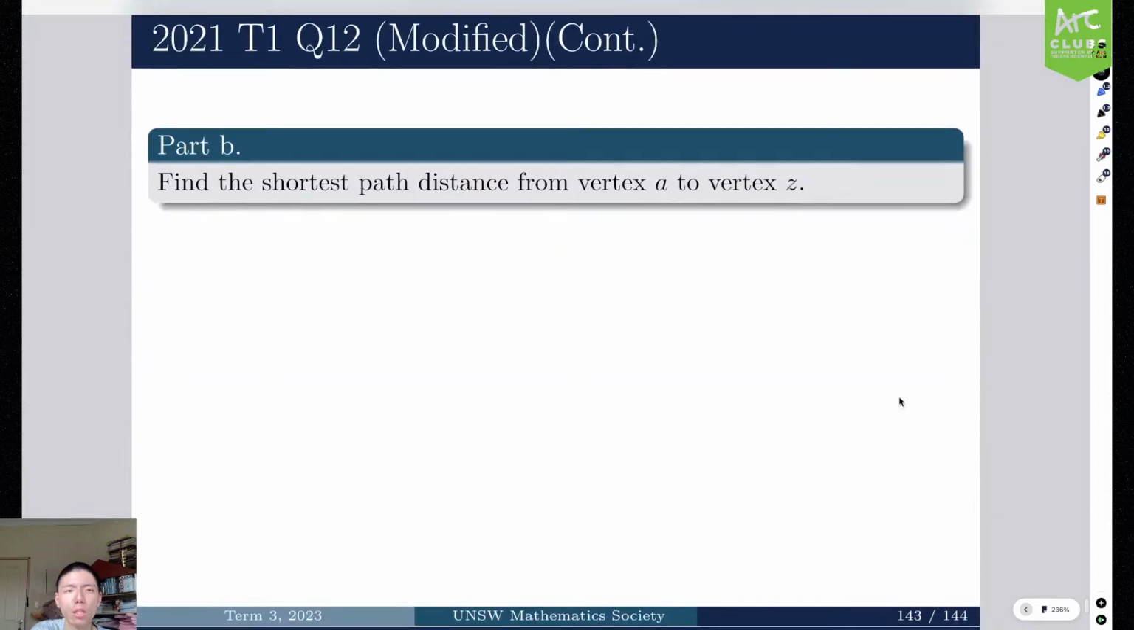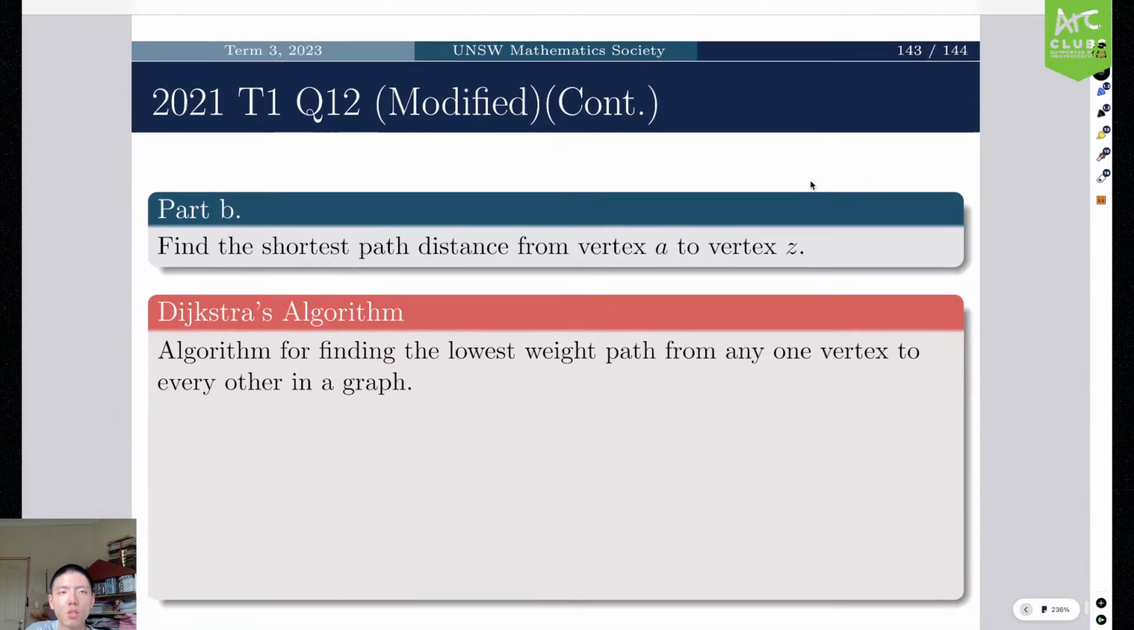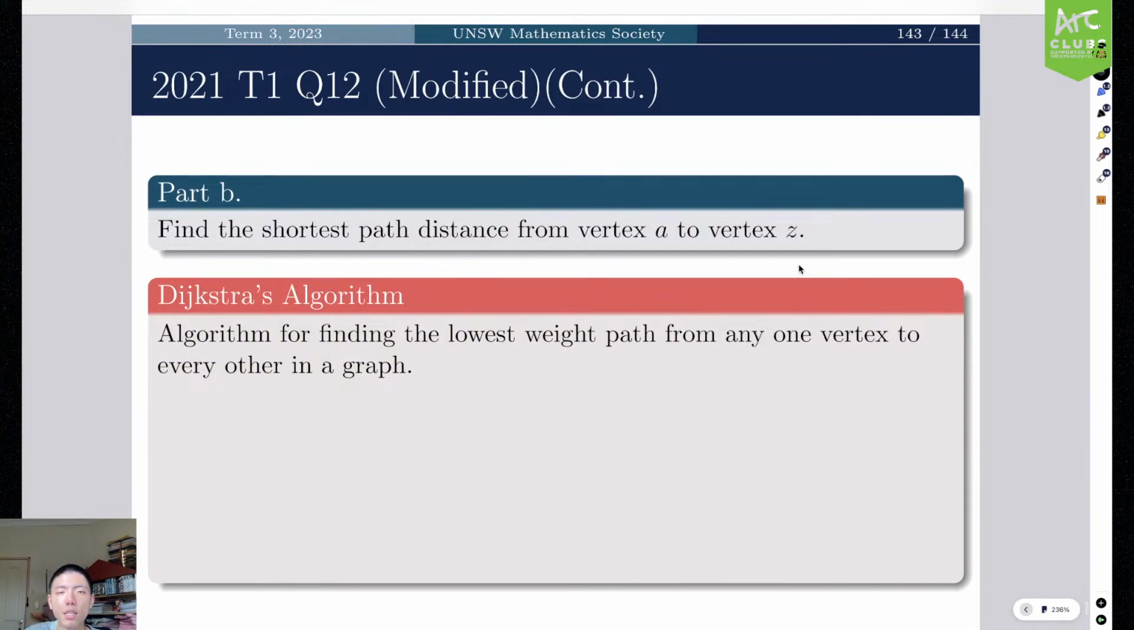Okay, the final question is to find the shortest path distance from vertex A to vertex Z. To do this, we need to use a different algorithm, Dijkstra's algorithm. The difference between Dijkstra's algorithm and Kruskal's algorithm is that Dijkstra's algorithm finds the lowest weight path from one vertex to every other in the graph. So Dijkstra's algorithm and Kruskal's algorithm do not need to have the same output graph.